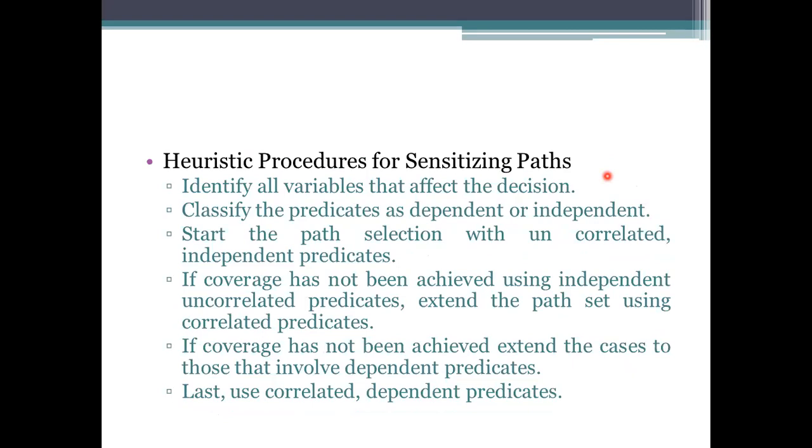So what we need to do is follow another method, called a heuristic procedure for sensitizing paths. What is this meant for? This heuristic procedure studies the variables and the predicates that you are taking. In yesterday's session, we saw the independent and correlated concepts. Now this will be used here.